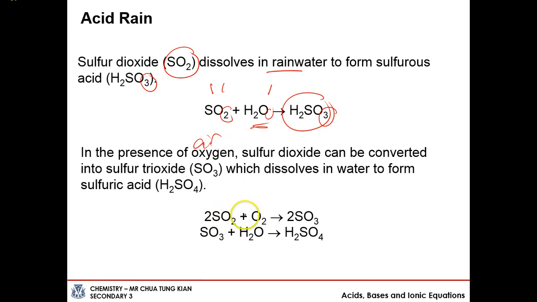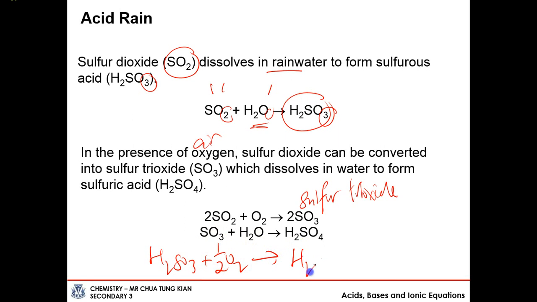In the presence of oxygen in the air, your sulfur dioxide can be further oxidized to give us SO3. So this is sulfur trioxide. And sulfur trioxide can dissolve in water to give us dilute sulfuric acid. The H2SO3 formed here can also be further oxidized by oxygen in air to give us sulfuric acid. So all this contributes to acid rain, and this is no good.